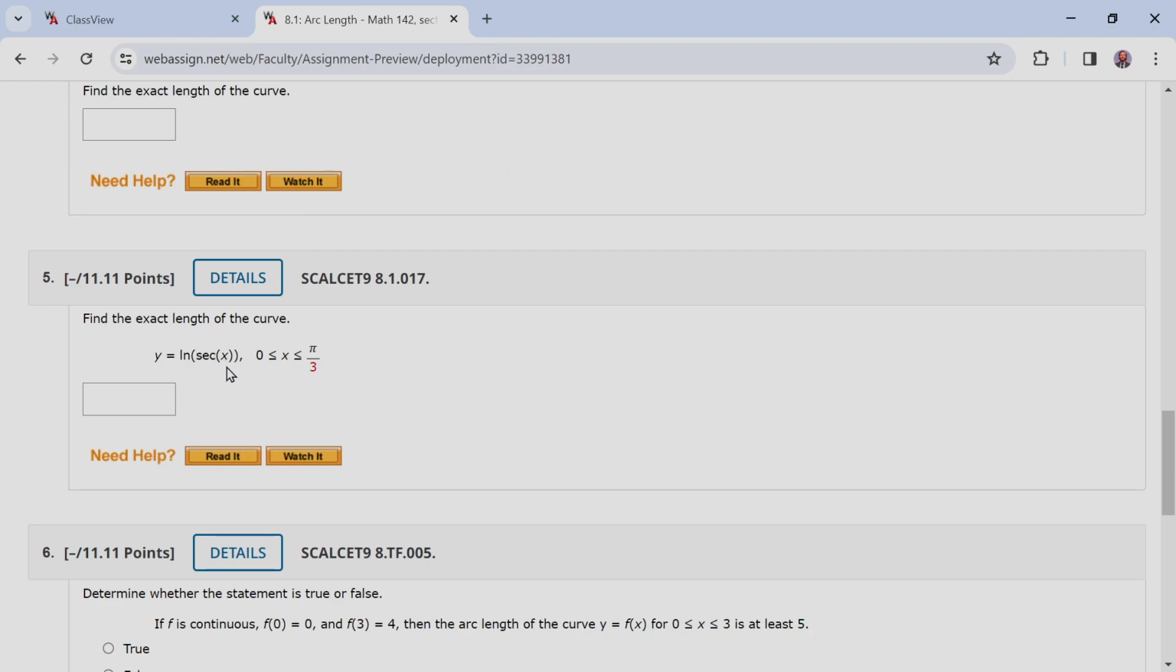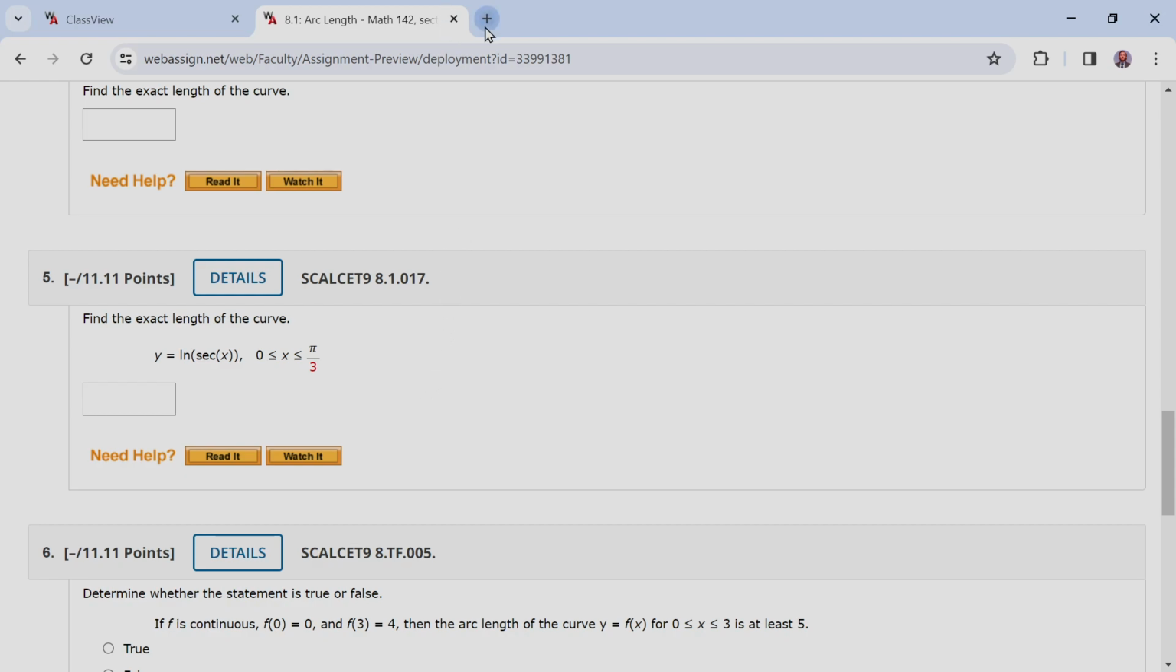This is a classic example, because when you take the derivative of ln secant, you get 1 over secant times the derivative of secant, which is secant tangent. So then you end up with just the tangent function as your y prime. When you square that derivative, namely tan squared, and put it into the arc length formula, you'll get square root of 1 plus tan squared. But 1 plus tan squared is just secant squared, so the square root is the secant function, and the integral of secant function is known.